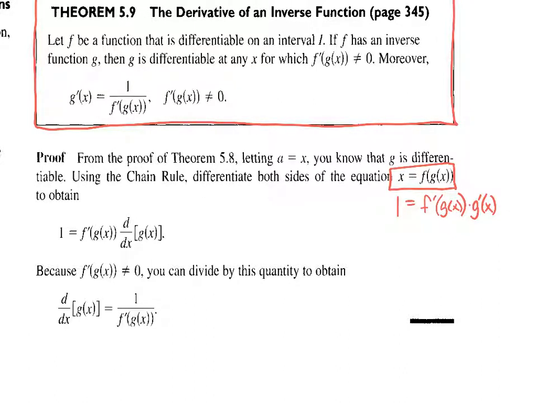Well, as long as f prime of g of x does not equal 0, I can divide by that on both sides. So if I divide both sides, I get 1 over f prime of g of x, where f prime of g of x does not equal 0. Okay? So we just proved it.